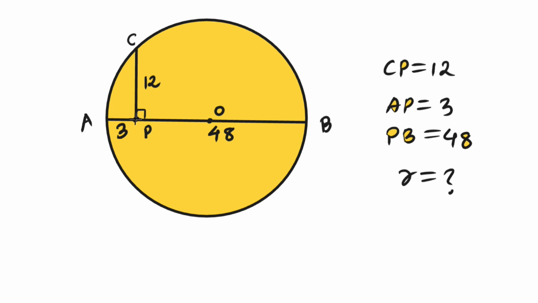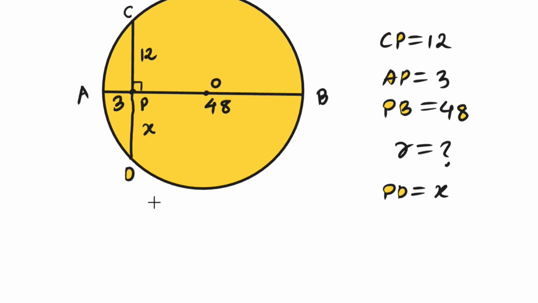Extend segment CP downward until it meets the circle again at point D. This gives us a complete chord, CD. Let's call the unknown segment PD equal to X. Now pay attention to the theorem we're about to use.